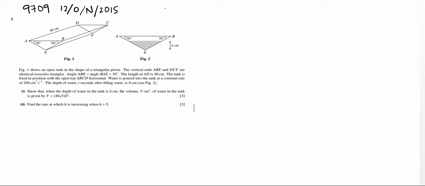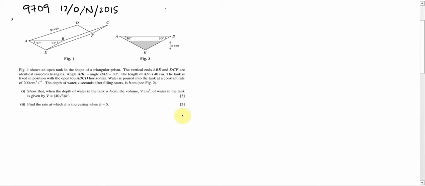The tank is fixed in position with the open top ABCD horizontal. Water is poured into the tank at a constant rate of 200 centimeter cube per second. The depth of water t seconds after filling starts is h centimeter. That is displayed in figure 2. Part 1 says show that when the depth of water in the tank is h centimeter, the volume V centimeter cube of water in the tank is given by V is equal to 40 root 3 h square.